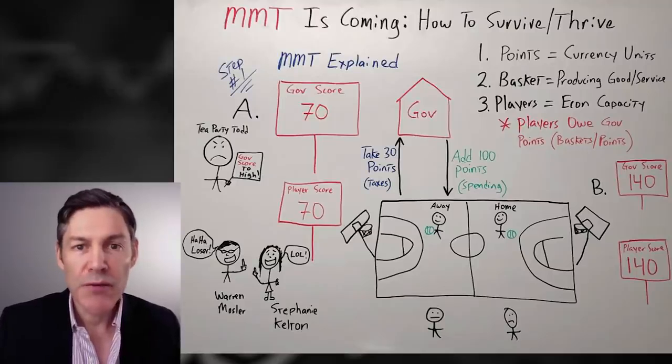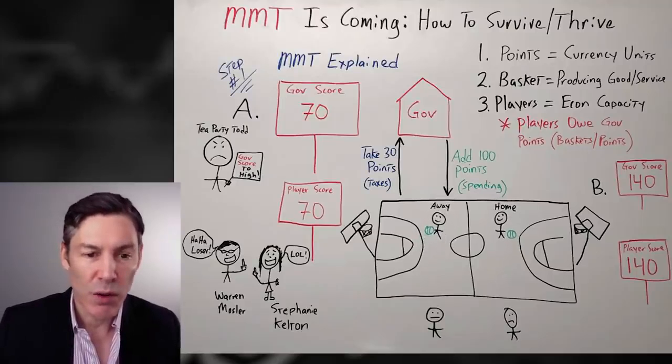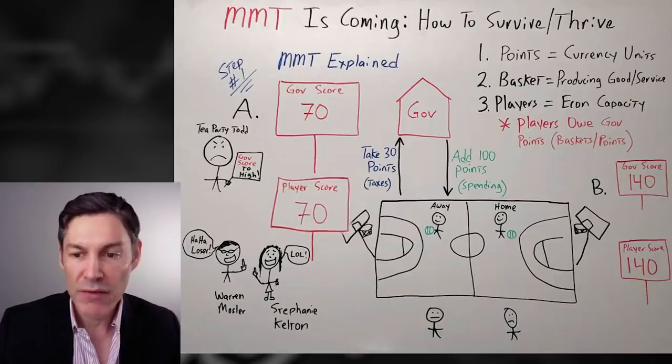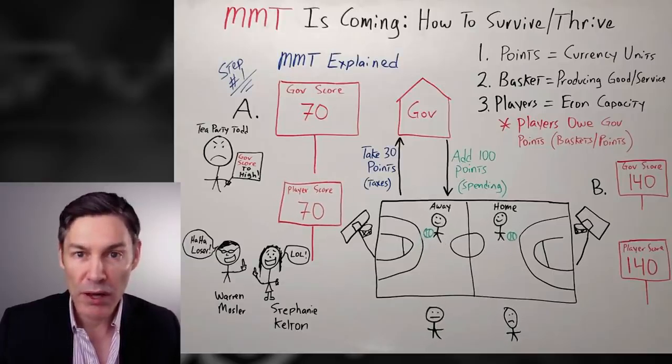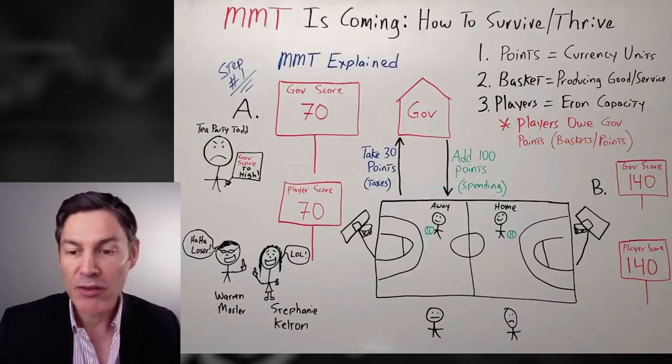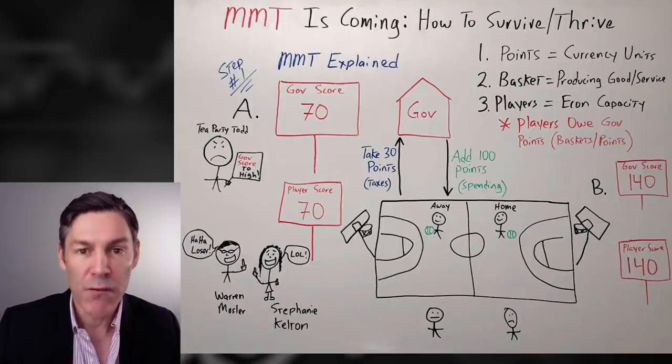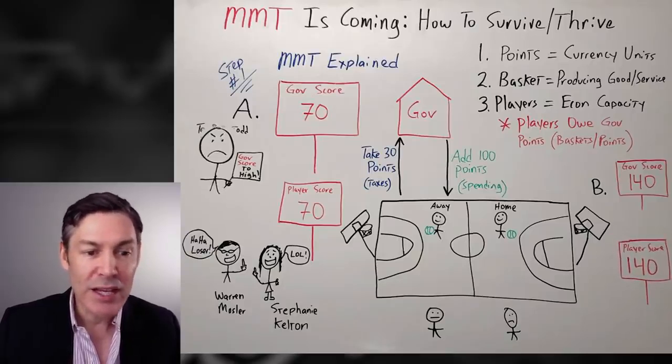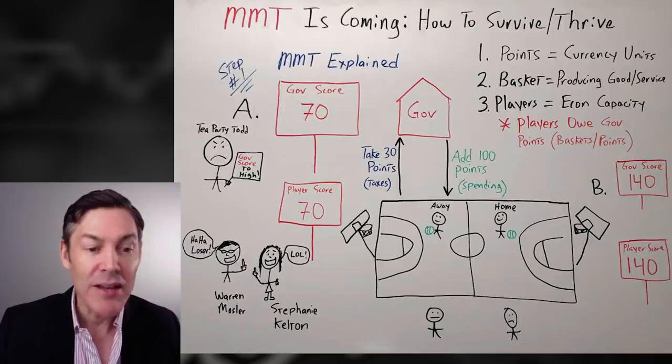So if we only have two players making baskets, of course, we have a score of 70. But if we have 4 players making baskets, now we have a score of 140. But we've got Tea Party Todd over here, and he is pissed.